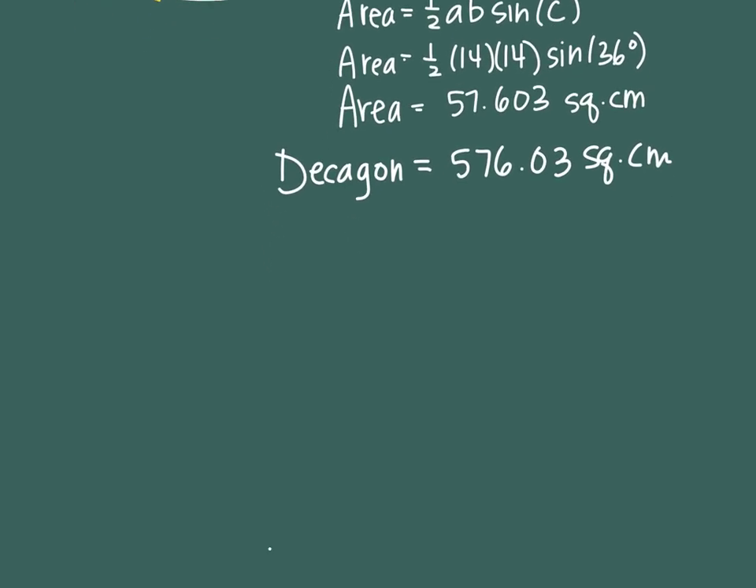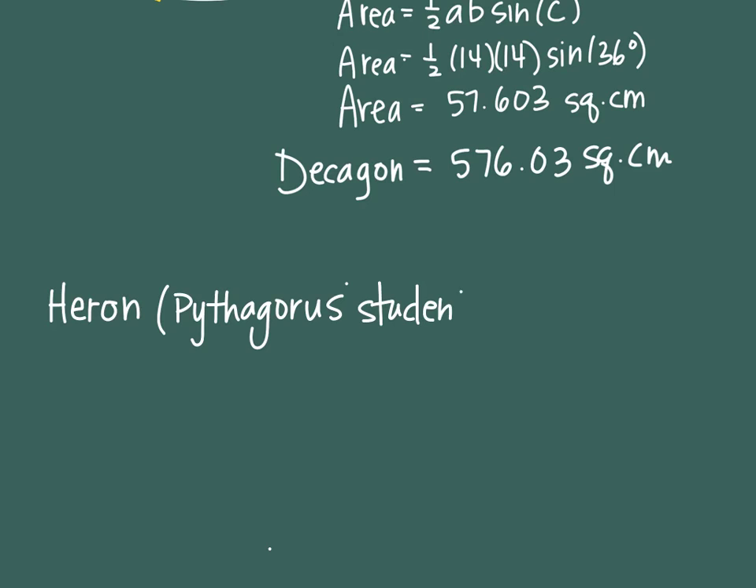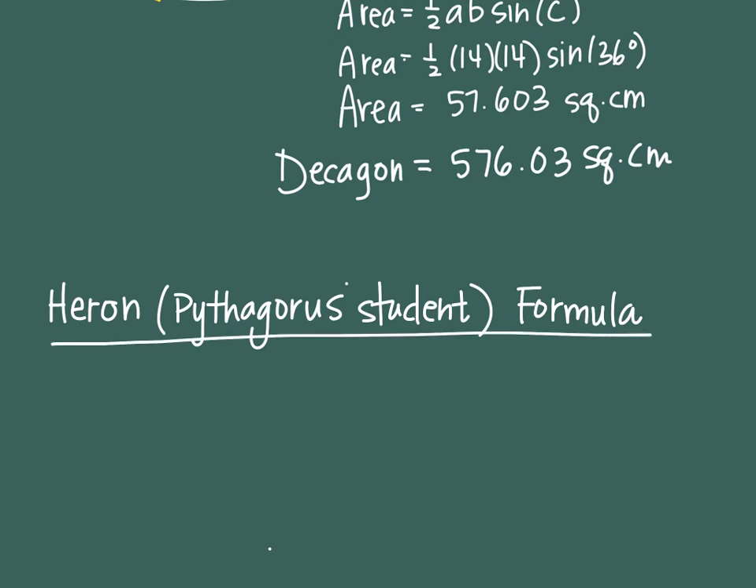This Greek mathematician named Hieron, like Hero with an N, was a student of Pythagoras. Pythagoras was his teacher. We know Pythagoras was really good at geometry, and so his students also became really good at geometry. So Hieron came up with another formula for how to find the area of a triangle. This is called Hieron's formula.